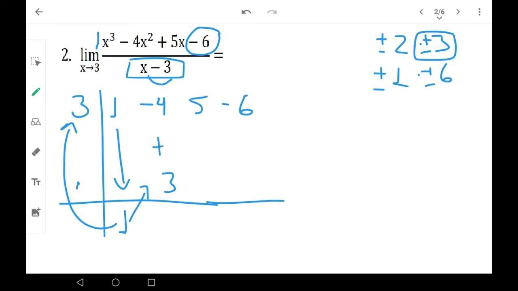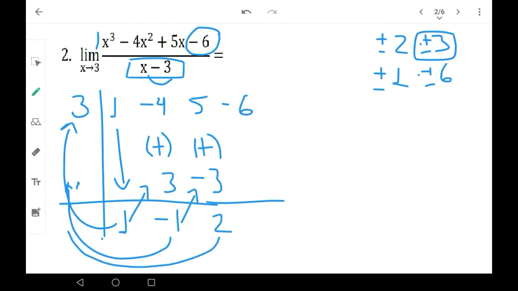So if I add these two, I will get what? Negative 1. Again, multiply, right? And then I copy here and I will get what? I will get negative 3. And here, if I add 5 plus negative 3, I will get 2. And if I multiply it again, right, I will get what? A 6. So that means that here I should get a 0, right? That means that my Ruffini is correct.